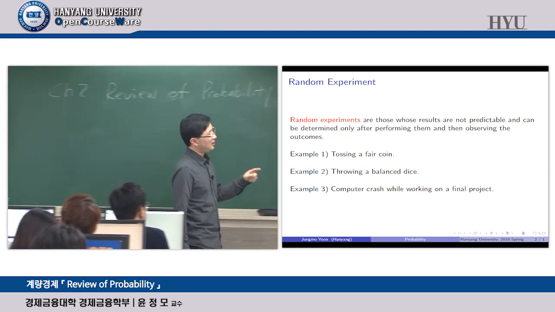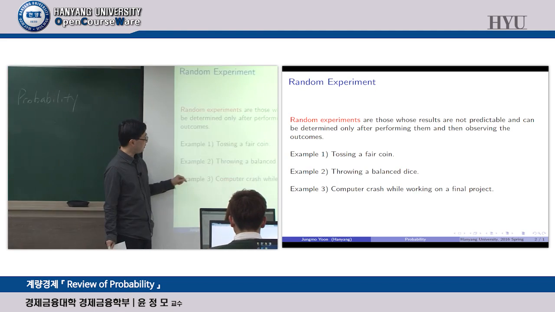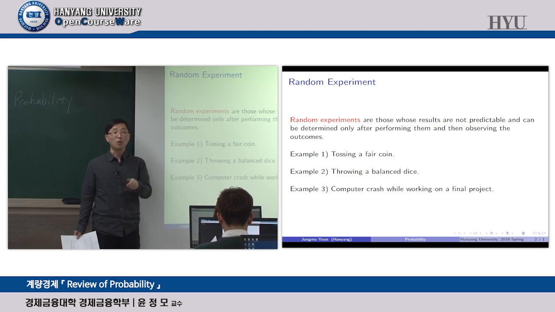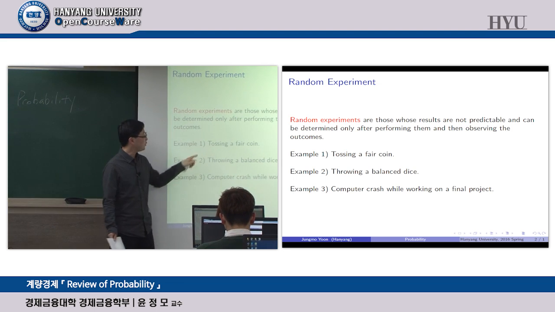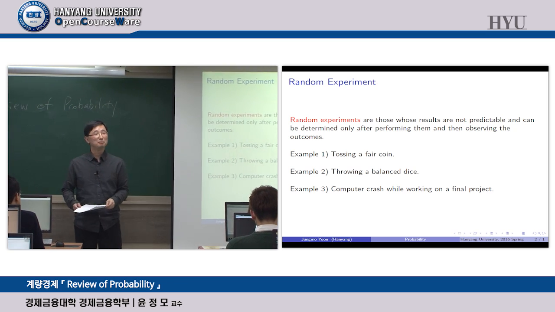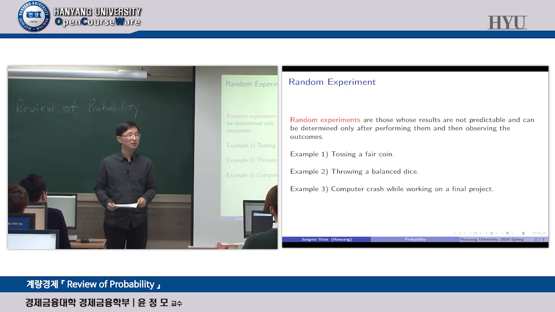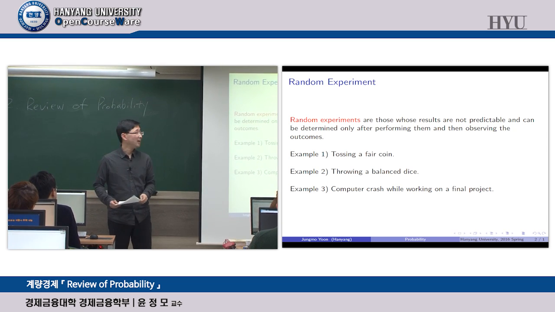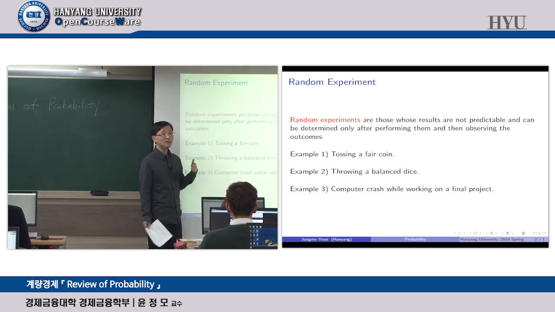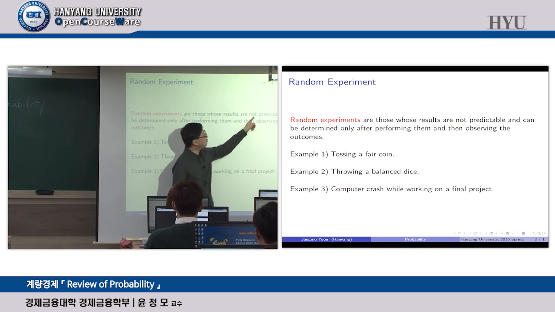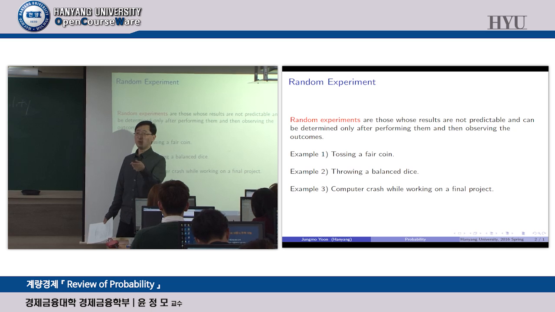In the textbook, it has 3 examples of a random experiment. The first example is you have a fair coin, and you toss it. Okay? So why is this a random experiment? Anybody who wants to explain? Why do we call it a random experiment? A random experiment must satisfy 2 conditions. Condition number 1, it should be unpredictable before you throw it.